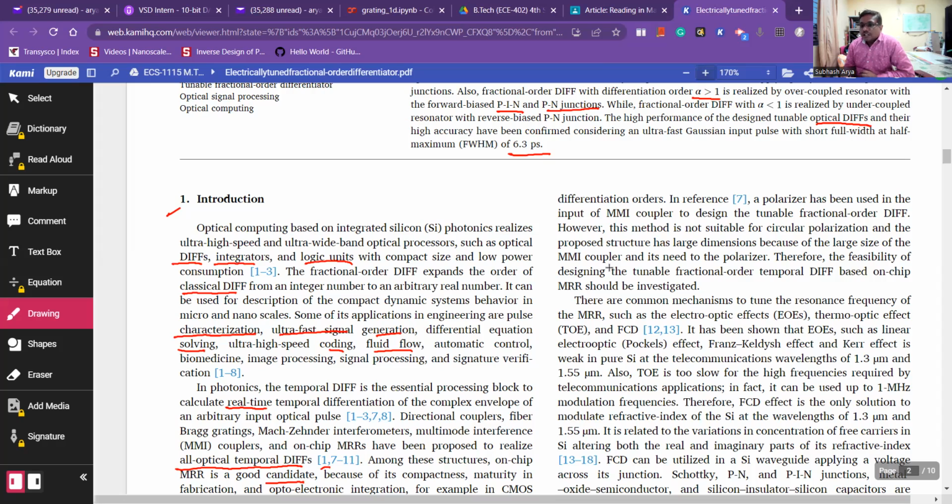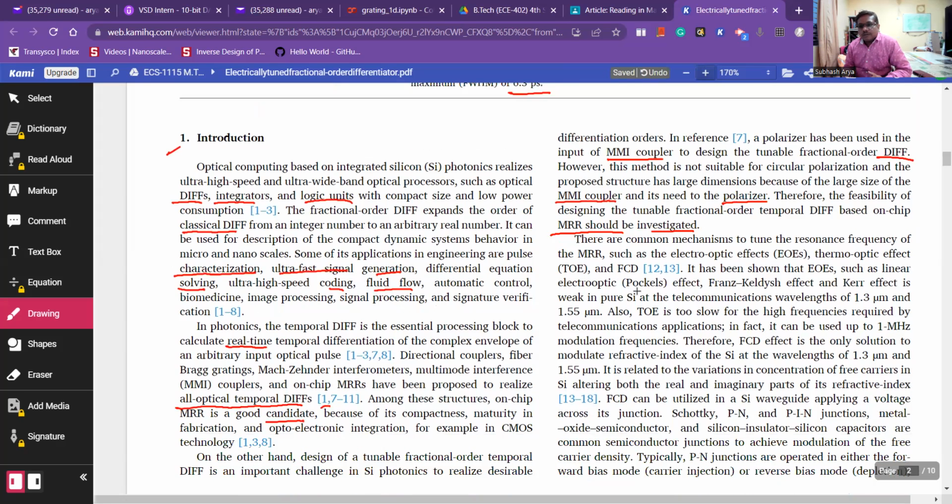In reference 7, a polarizer has been used at the input of the MMI coupler to design the tunable fractional order differentiator. However, this method is not suitable for circular polarization, and the proposed structure has large dimensions because of the large size of the MMI coupler and its need for the polarizer. Therefore, the feasibility of designing the tunable fractional order temporal DIFF based on on-chip MRR should be investigated.